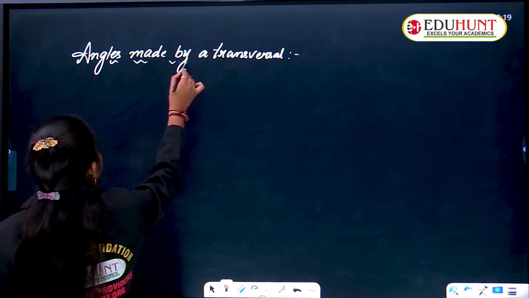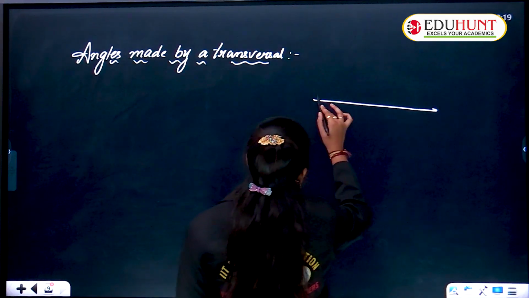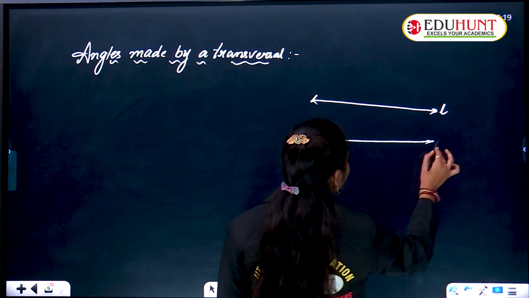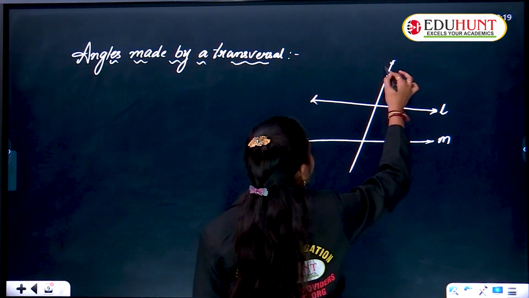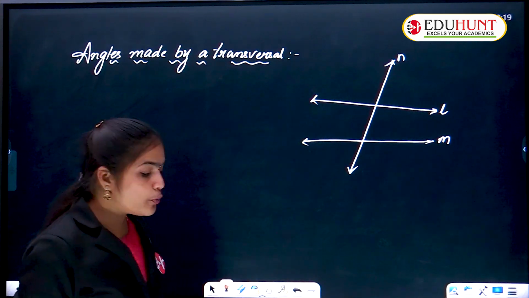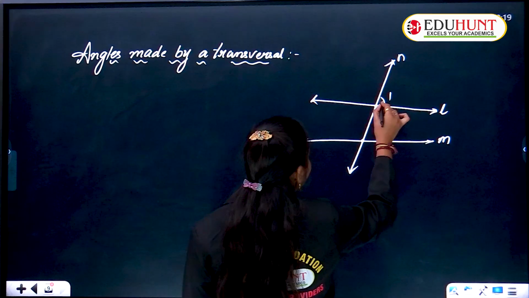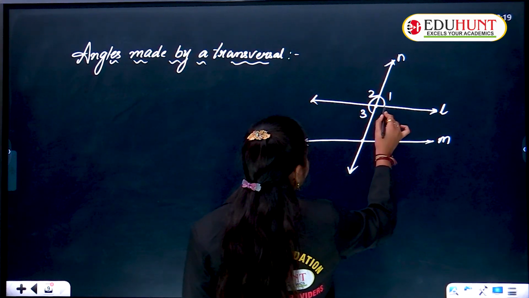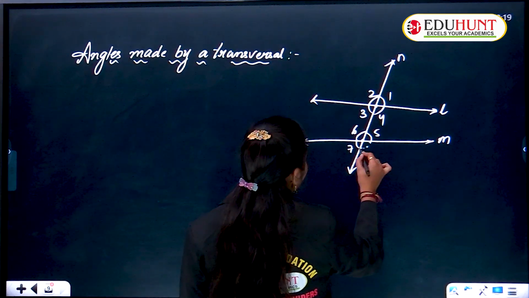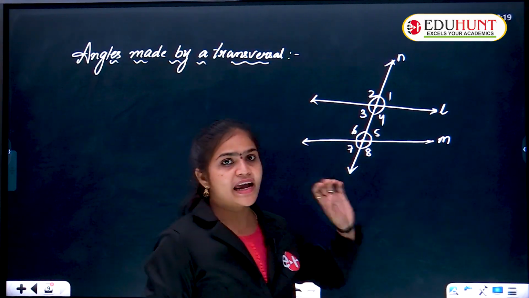Angles made by a transversal. Now see that two intersecting lines, L and M, are two intersecting lines and N is a transversal. Then how many angles can we observe here? Two distinct points only, no? Then we can say that 8 angles will be formed: 1, 2, 3, 4, 5, 6, 7, 8. Understood?